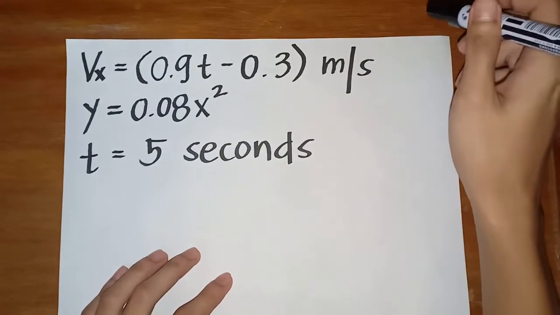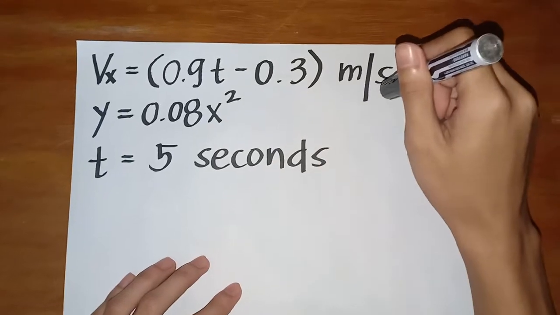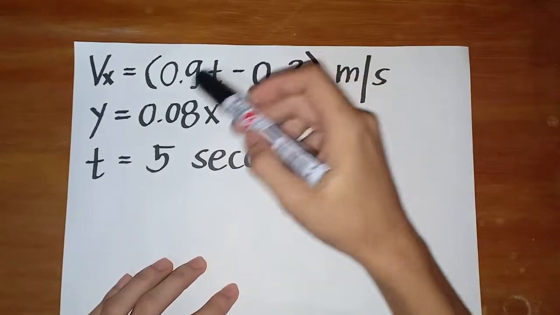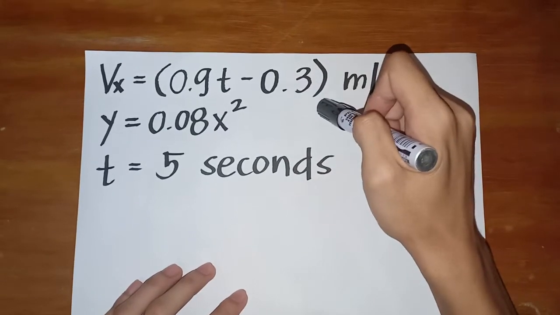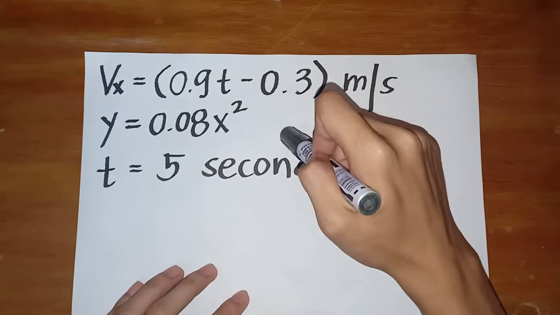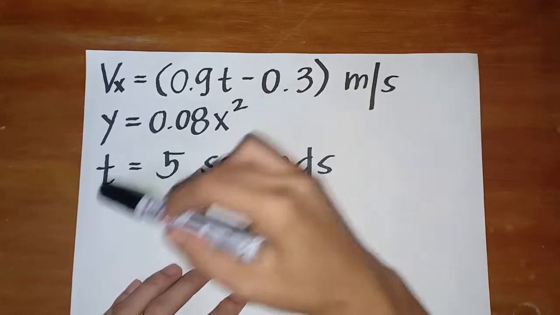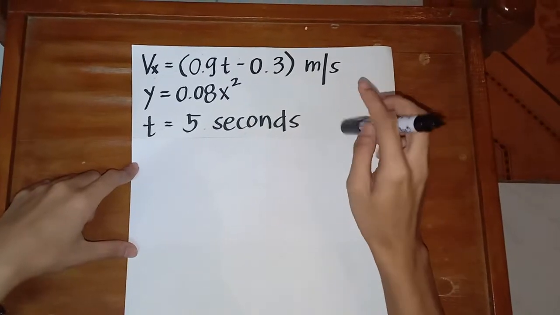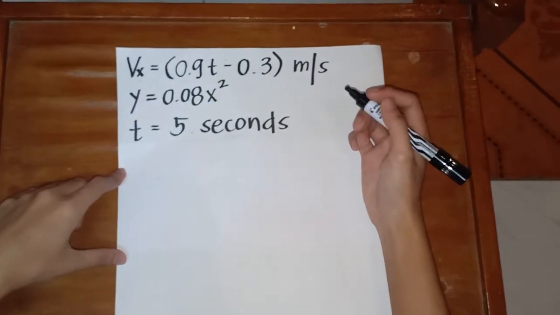So, sa problem natin, meron tayong tatlong given. Yung velocity niya in the x component, which is defined by the equation 0.9t minus 0.3, at ang kanyang unit is meter per second. At given din yung parabola ng kanyang path, which is y is equal to 0.08 x squared, at meron tayong time na 5 seconds. So, ang una natin gagawin is, kukunin natin yung x and y component ng position ng runner.